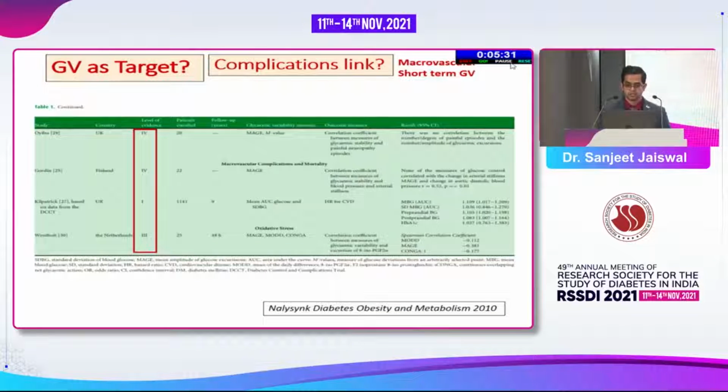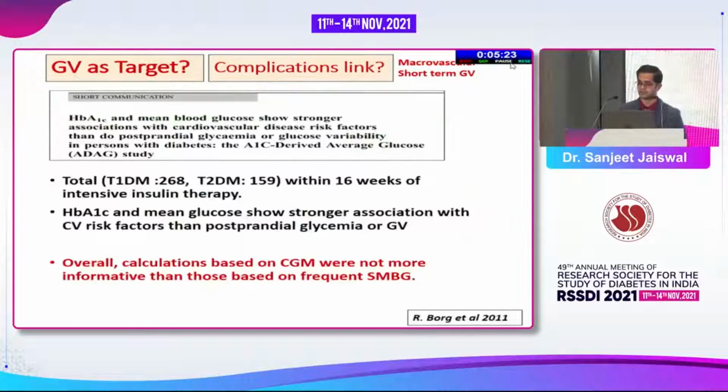Similarly, Kilpatrick et al. have shown a slight increase, or maybe no risk, of short-term variability with macrovascular complication. Again, this study has shown short-term variability with macrovascular complication. In the ADAG study, the conclusion was that CGMS was not more informative, and it was not better than HbA1c and frequently measured SMBG.